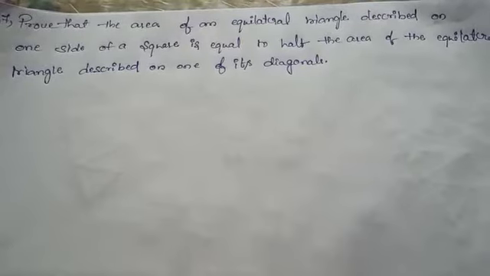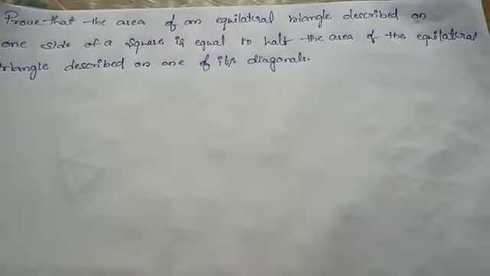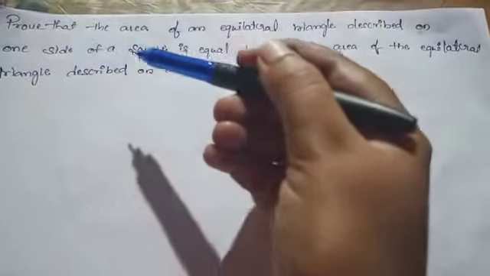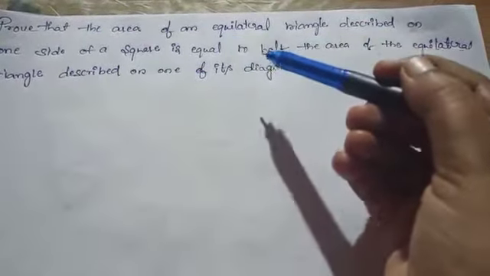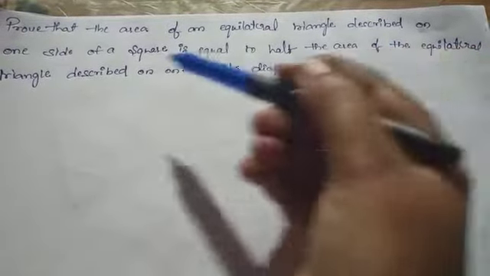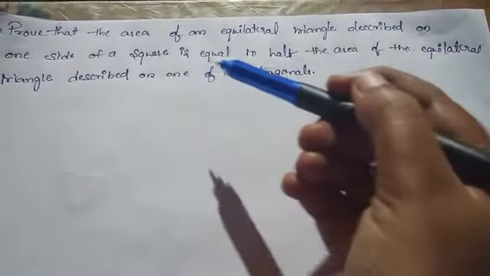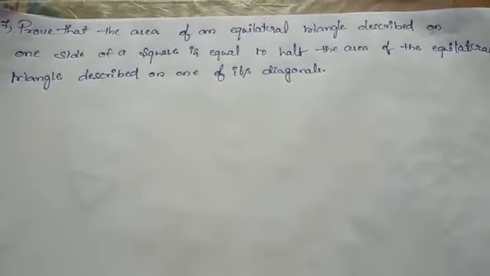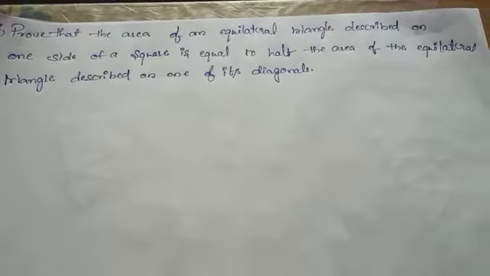Next question. Prove that the area of an equilateral triangle described on one side of the square is equal to half of the area of the equilateral triangle described on one side of one of its diagonals. Okay. First, let's draw a square.